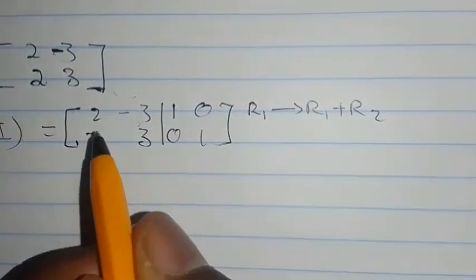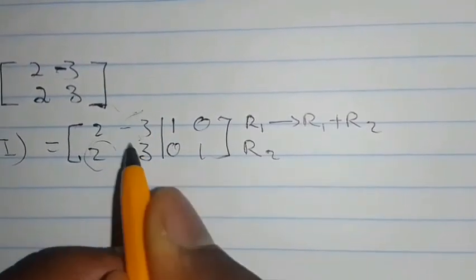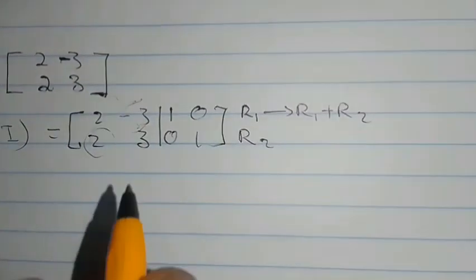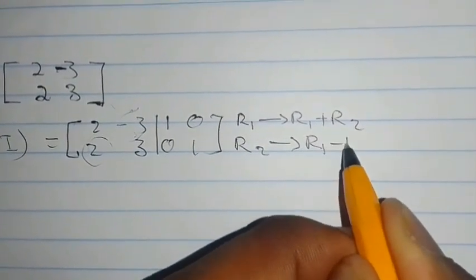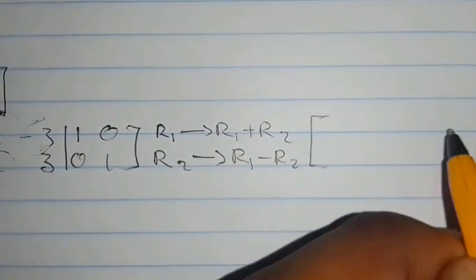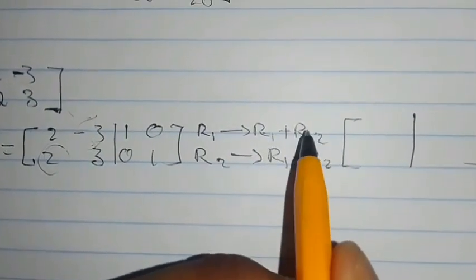And what we're going to do is we want this one to be 0 now. So what will we do if we want this one to be 0? Remember, we want the identity on the left. So we can replace row 2 with row 1 minus row 2. So when we do that, here's what we're going to have. We have row 1, we are replacing it with row 1 plus row 2.